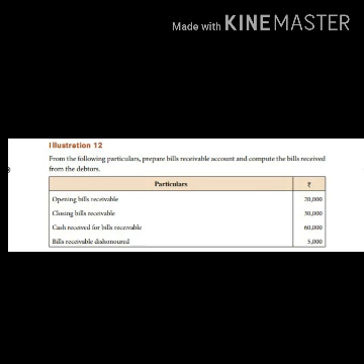Illustration 12. From the following particulars, prepare bills receivable account and compute the bills received from the debtors. So particulars given: opening bills receivable 20,000, closing bills receivable 30,000, cash received for bills receivable 60,000, and bills receivable dishonored 5,000. We find out the debtors amount.